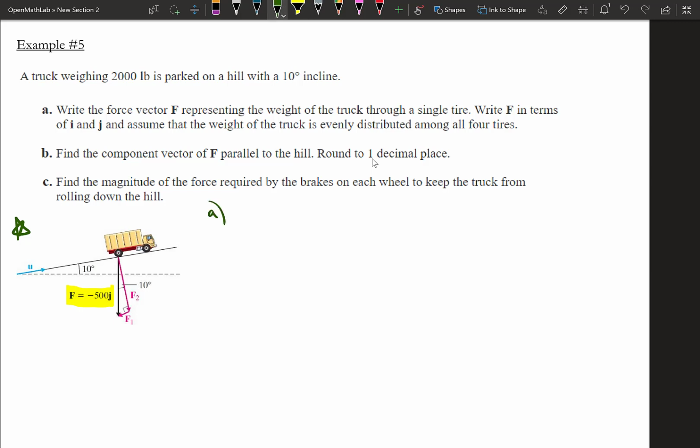But let's think about how we came up with that. Notice it's saying that F represents the weight of the truck through a single tire. So if we take the total weight of the truck, 2,000 pounds, and divide that by 4 tires, we get 500 pounds per tire, right? So the vector is going to go straight down. Weight always goes straight down, the weight vector. If you take physics, you'll know that.